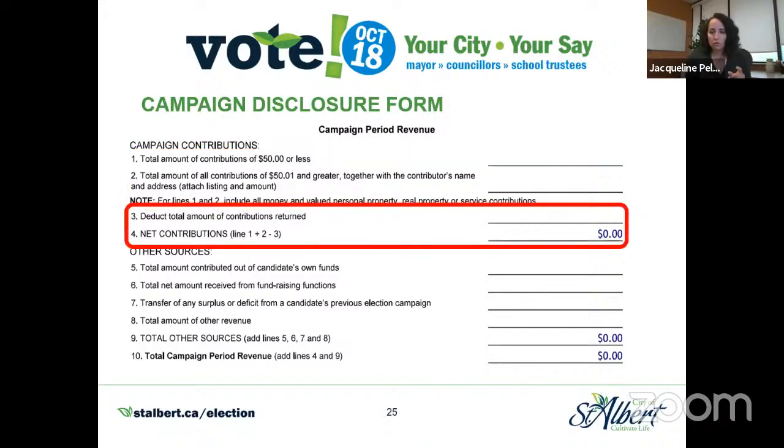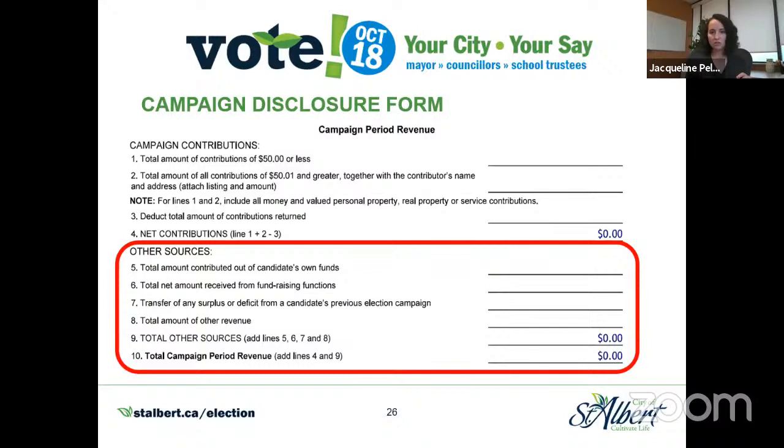All right, so now line 3 is where you would record any contributions which were returned. So for example, if you received an anonymous contribution or a contribution from someone not eligible to be a contributor, say you got a contribution from your uncle who actually lives in BC, this would get returned and you would record that the contribution was returned. So line 3 is then deducted from the amounts in the first 2 lines, and those net contributions are recorded in line 4. This probably sounds very confusing at this point, but once you're going through this form yourself, you may want to rewatch this video and follow along.